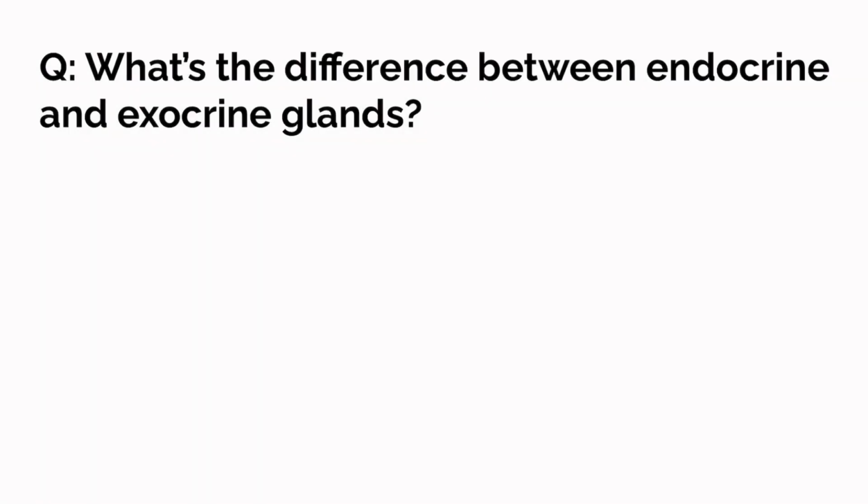We'll start today's video off with a question. What's the difference between endocrine and exocrine glands? Endo means in, like endocytosis, whereas exo means out. And so endocrine glands, they secrete into the body. Another way to remember this is into the blood. Always into the blood. Endocrine glands always secrete their secretions into the blood.